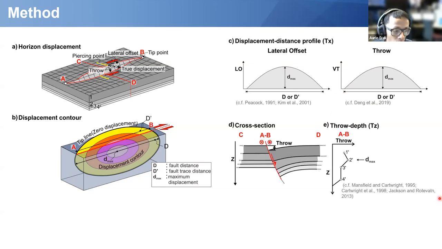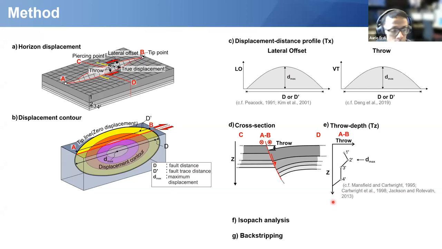Second, we do throw depth analysis. This analysis is conducted by plotting the vertical throw of the fault with depth. This method is used to provide insight on fault initiation or nucleation, which is shown by the maximum displacement. This method is also used to provide insight on depth linkage during growth of the fault.